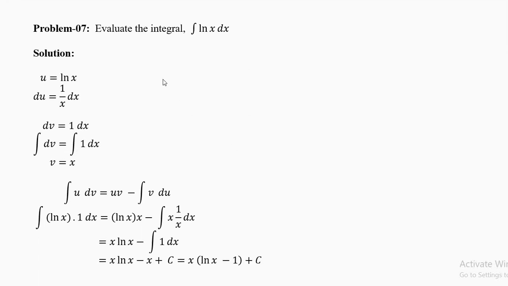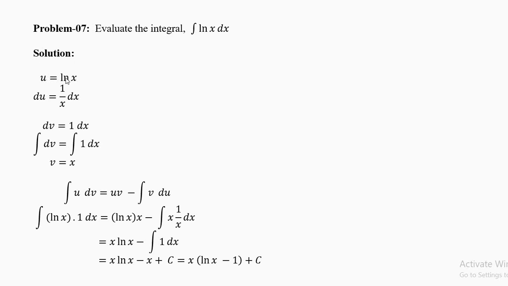Now, problem number 7. Evaluate the integral of ln x dx. Now you have logarithm ln x inside and dx. There is also a 1 sitting here, which we do not write explicitly. Choose u equal to ln x. You cannot choose u equal to 1 because the derivative of a number is 0. It will not lead you to any solution.